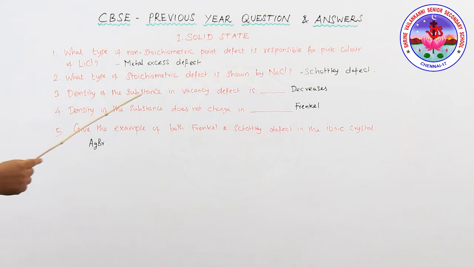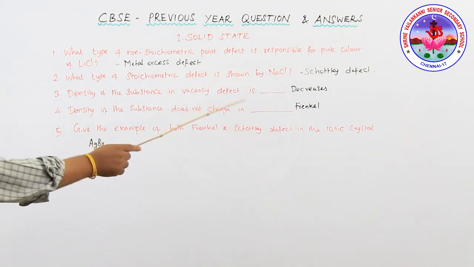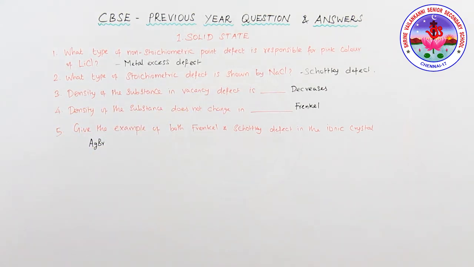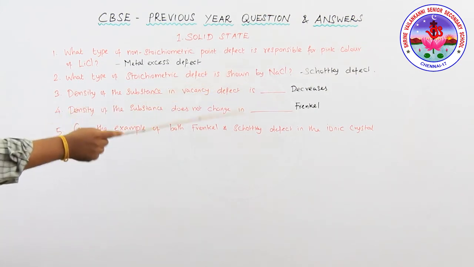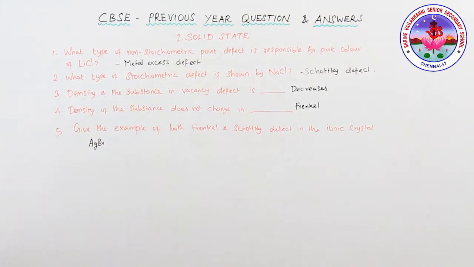Here, the density of the substance in the vacancy defect decreases. You have to write that the density of the substance decreases, because vacant space is created. That is why the density of the substance decreases.